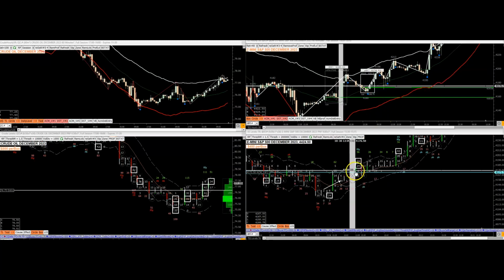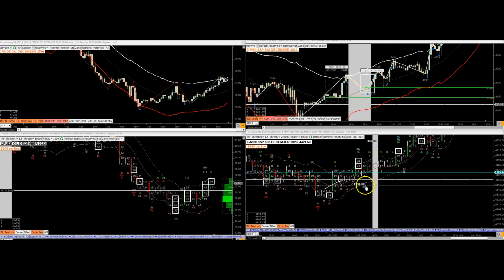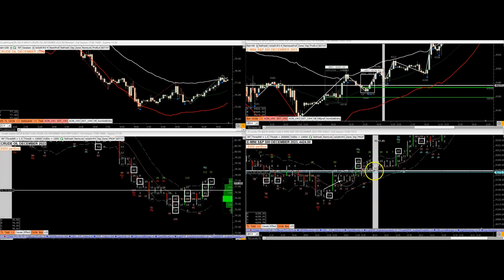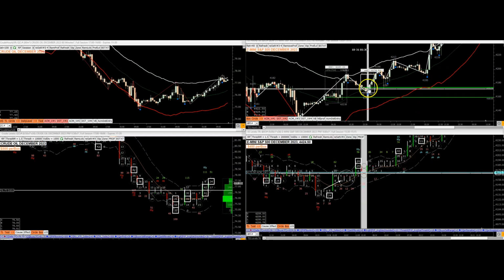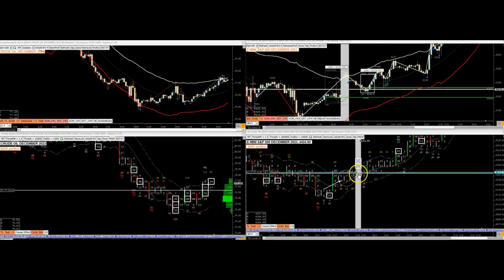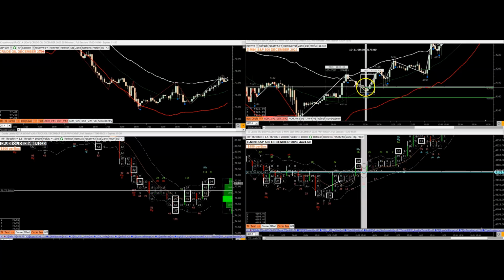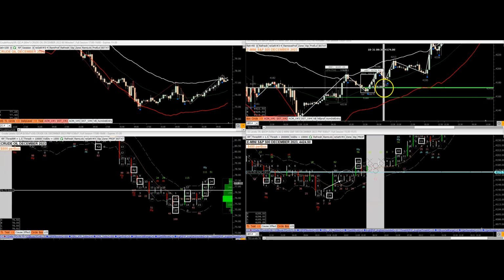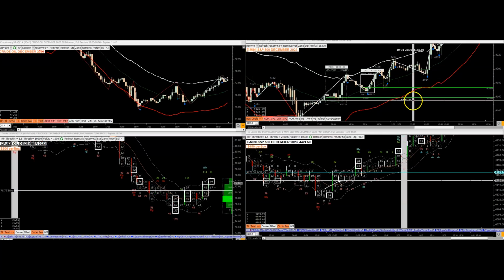Now you look at the tape reading chart and say, is there something around here? You look in that area and you see that 17 is there. So basically it's going to come back and pull to support. That's it, and that's what it does. It tags it and reverses to a new high.